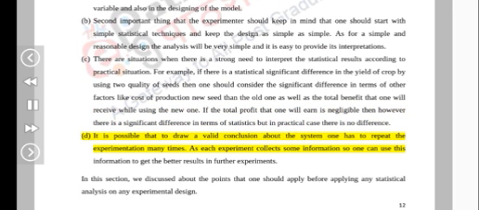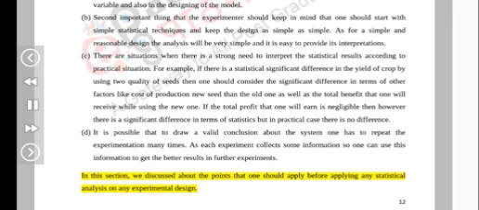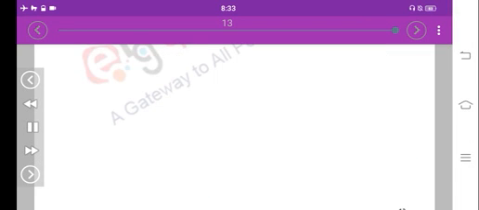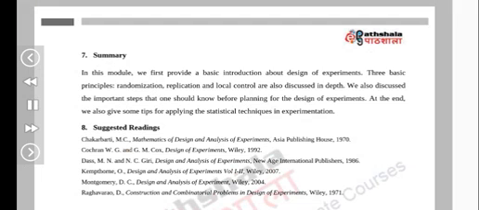D. It is possible that to draw a valid conclusion about the system one has to repeat the experimentation many times, as each experiment collects some information, so one can use this information to get better results in further experiments. In this section, we discussed the points that one should apply before applying any statistical analysis on any experimental design.